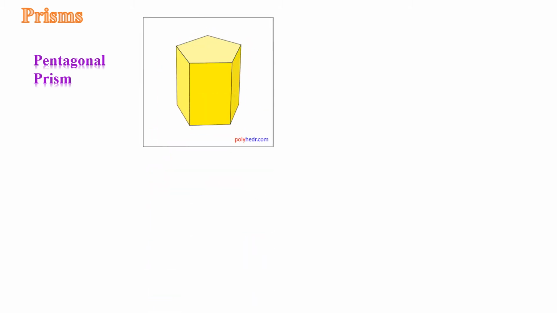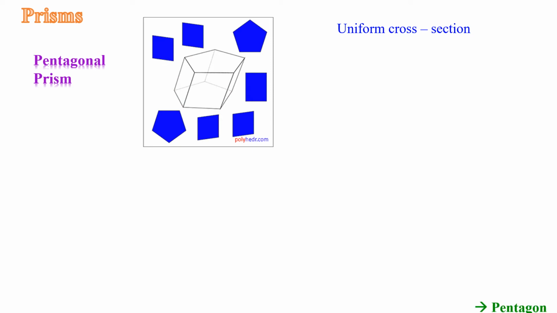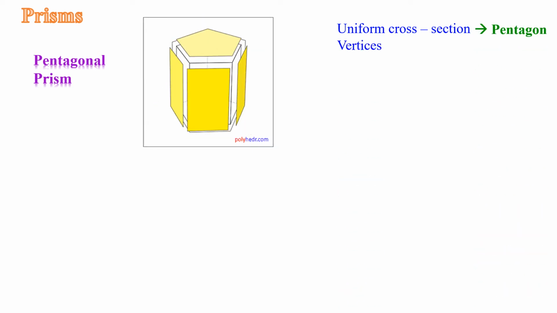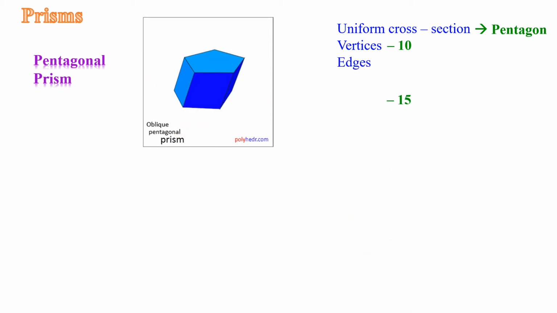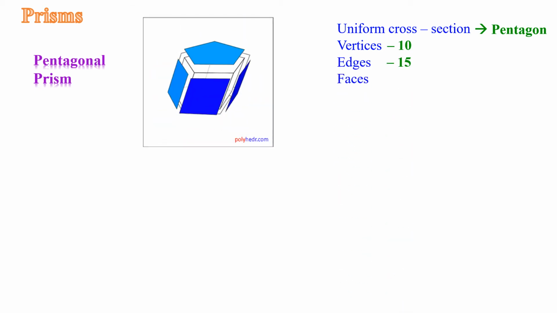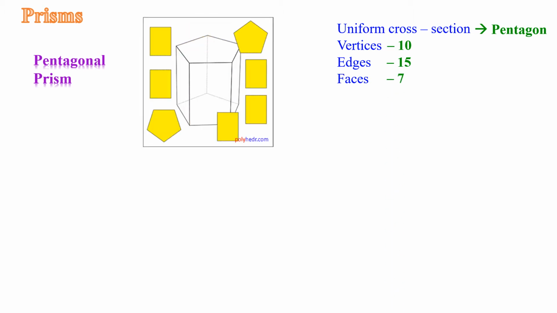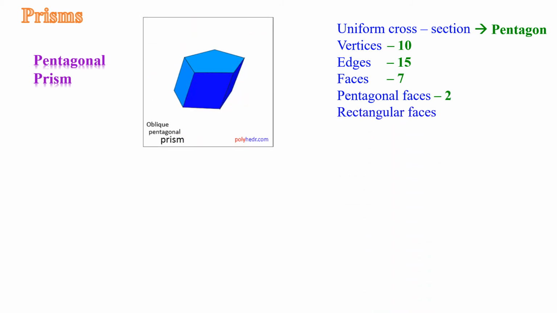Pentagonal prism. Pentagonal prism has a uniform cross section which is a pentagon. The number of vertices for a pentagonal prism is 10. The number of edges for a pentagonal prism is 15. The number of faces for a pentagonal prism is 7. Pentagonal faces 2 and rectangular faces 5.